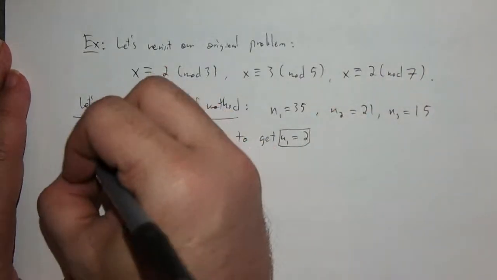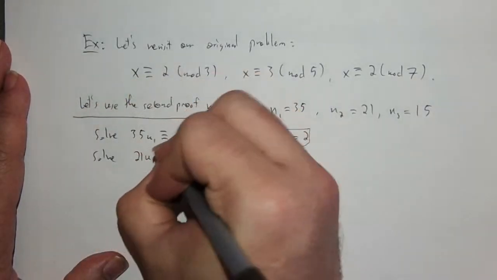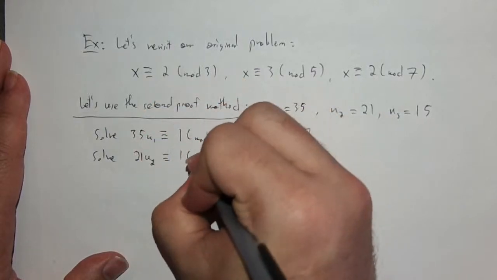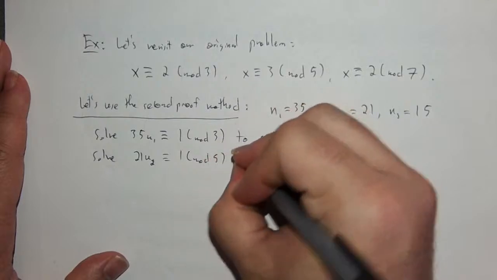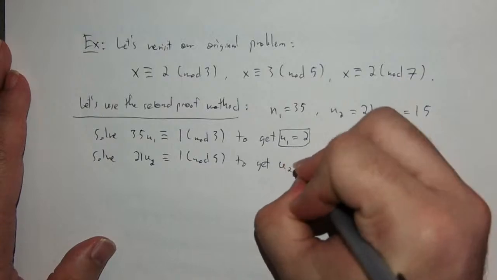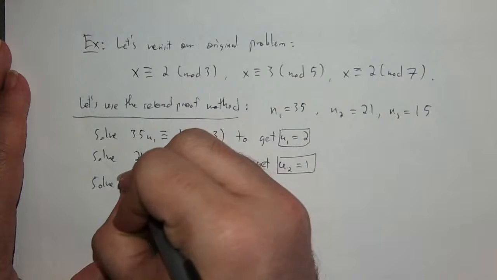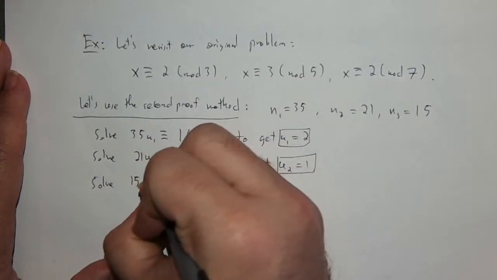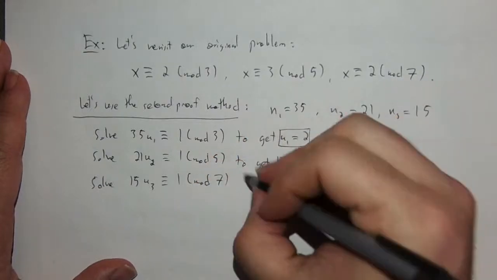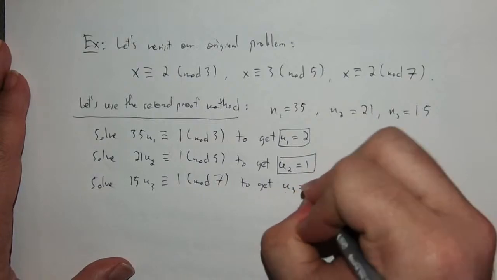And then I solve 21 u sub 2 is congruent to 1 mod 5 to get u sub 2 is equal to 1. And lastly, I solve 15 times u sub 3 is congruent to 1 mod 7 to get u sub 3 is equal to 1.